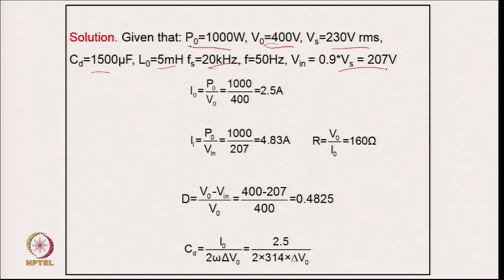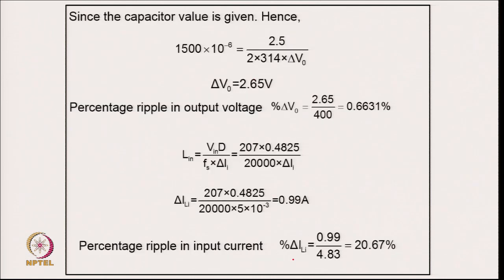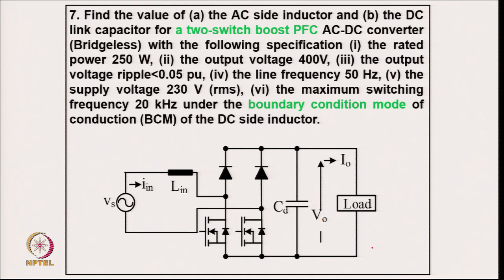So, we can find out the average input. From power and output voltage we can find out the output load current 2.5 ampere, and we have the input average current, that is power divided by input voltage, 4.83, and the output equivalent load resistance, VO divided by IO, that is 160 ohm, and the average duty cycle. We can find out the capacitor from this relation of second harmonic ripple; putting the values we find the ripple voltage 2.65 volt, and as a percentage it comes 0.6631. For the input inductor, from the ripple current relation, putting the values we can get the ripple current, and then the percentage ripple will be 26.67.